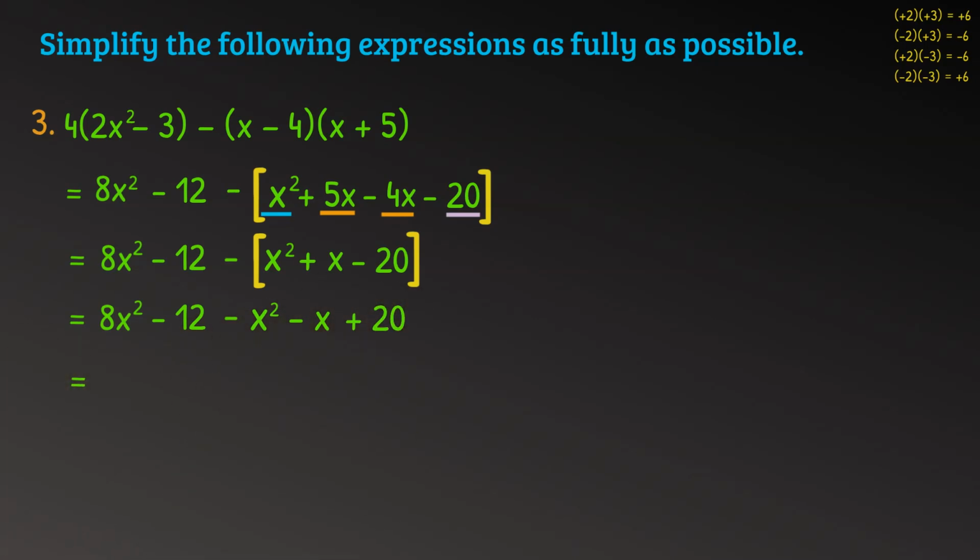Then we can add the similar terms together. And we have 8x squared and a minus x squared. So we have 7x squared in the answer. We only have one term with x in it, so that remains the same, minus x, and we have two constants, a minus 12 and a plus 20, so that becomes a plus 8.